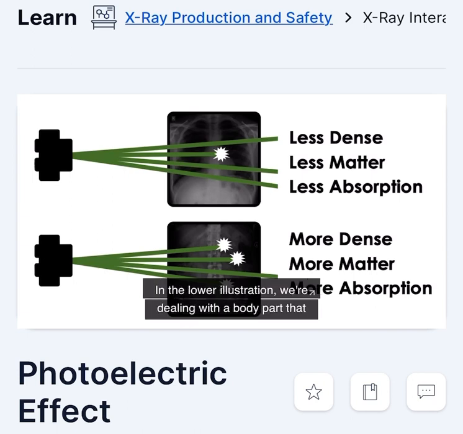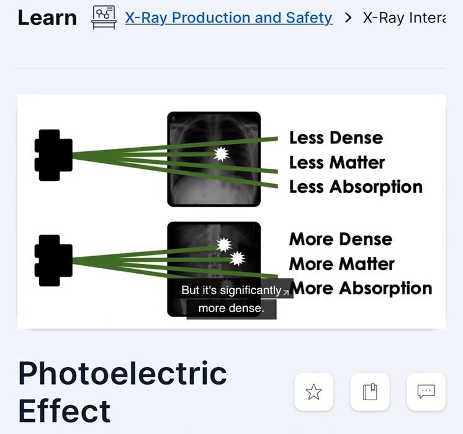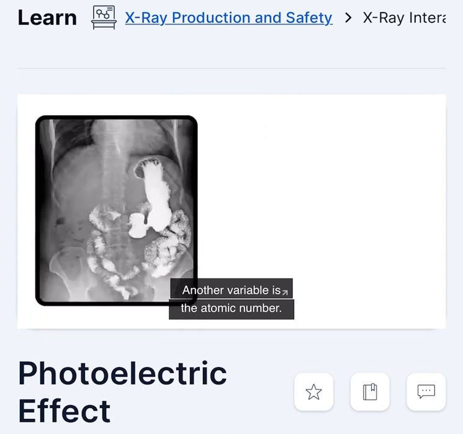In the lower illustration, we're dealing with a body part that is of about the same thickness, but it's significantly more dense. Because it's more dense, we have more matter in the way, and as a result, we have more photoelectric absorption taking place. Another variable is the atomic number.